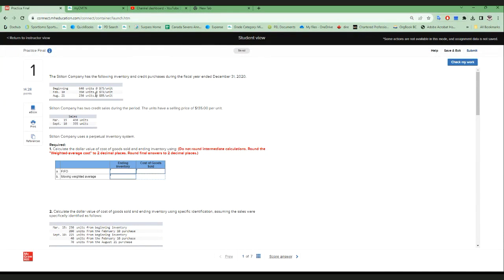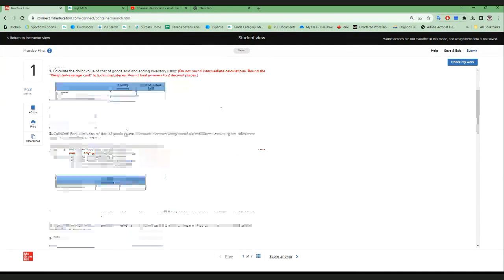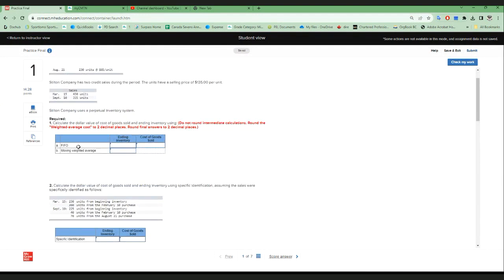So the first question, we're going to have an inventory costing. You're going to have similar FIFO, moving weighted, specific identification. You might have seen this one on your assignment or in your practice. It is going to be very similar to this. So what I've done is, and I'll show you, just the difference here between FIFO and moving weighted average.